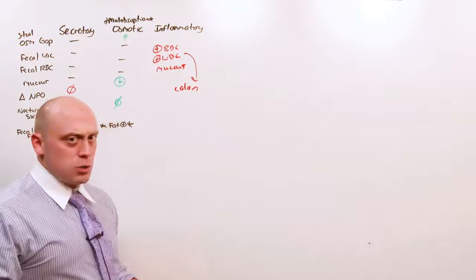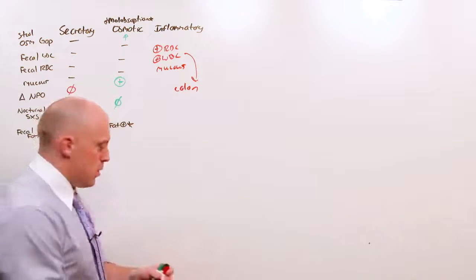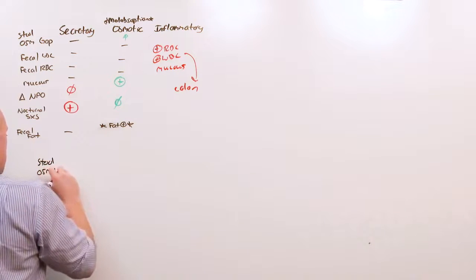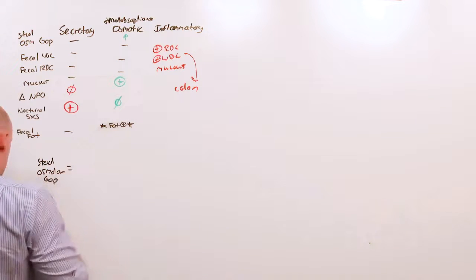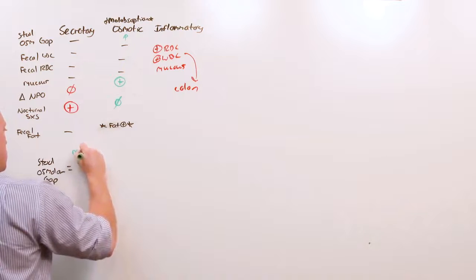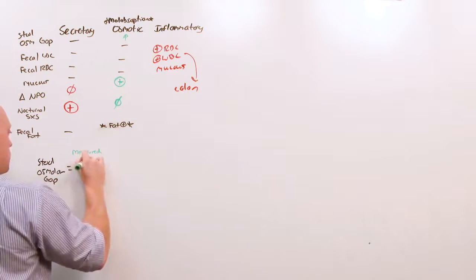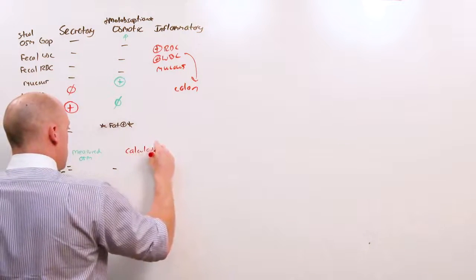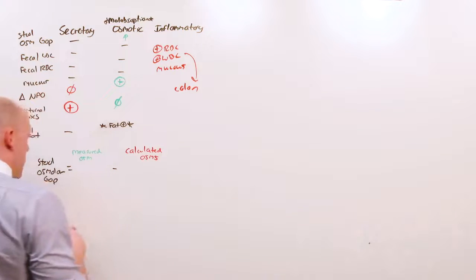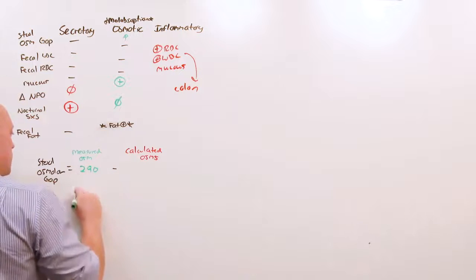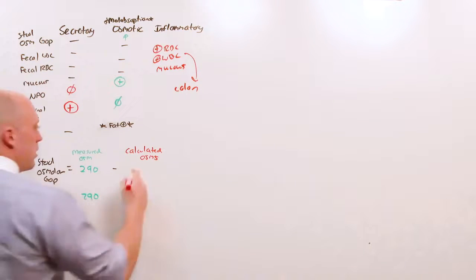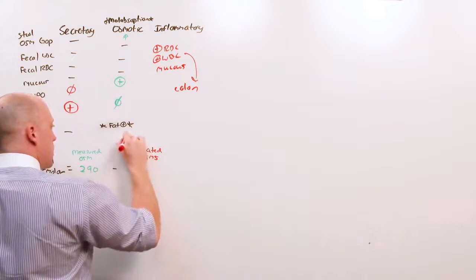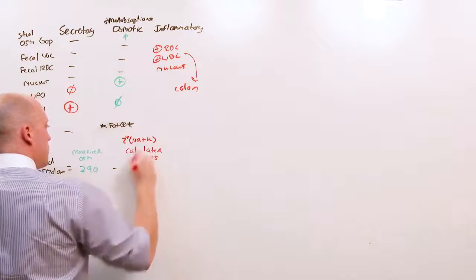And I keep mentioning this stool osmolar gap. What is that? How do you do that? Well, the stool osmolar gap should be the measured osms minus the calculated osms. In all reality, you're just going to use the number 290 for measured. And for calculated osms, you actually check the sodium and the potassium, and your osms are 2 times sodium plus potassium.